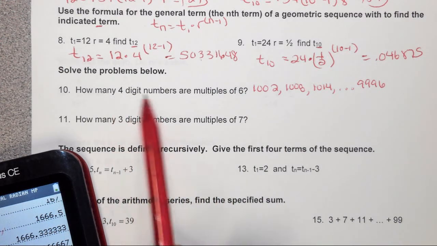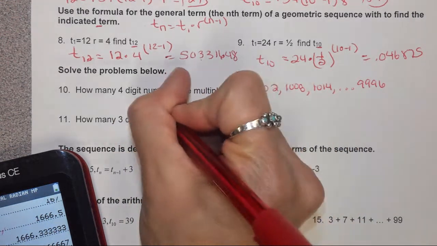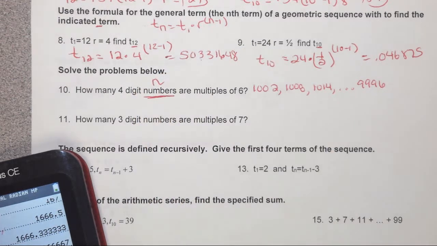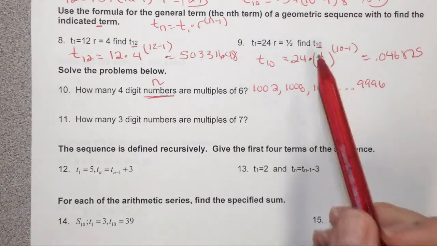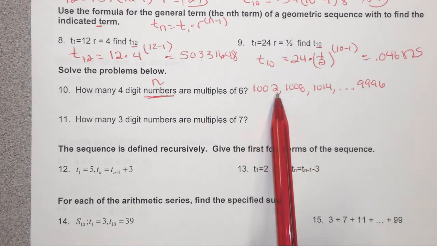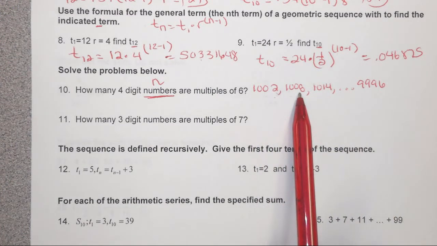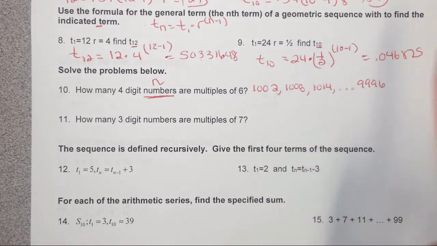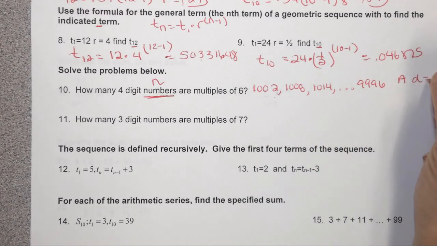And they want to know how many. If they're asking for how many, they're asking me to go find n. So I have to decide, is this arithmetic or geometric? Well, you'll notice as I go from 1002 to 1008 to 1014, I'm adding 6. So this is arithmetic, and the common difference is plus 6.